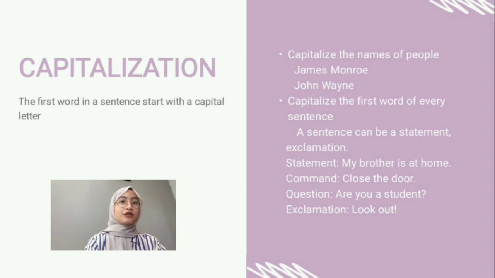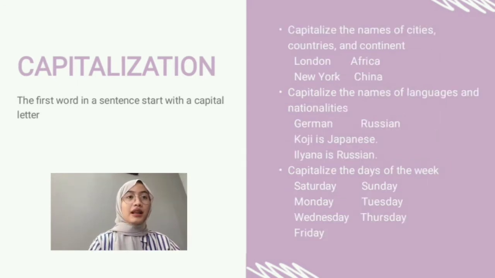Capitalization. The first word in the sentence starts with a capital letter. First, capitalize the names of people, for example, James Monroe and John Wayne. Next, capitalize the first word of every sentence. For example, statement: "My brother is at home." Command: "Close the door." Question: "Are you a student?" Exclamation: "Look out!" Next, capitalize the names of cities, countries, and continents, for example, London, New York, Africa, and China.